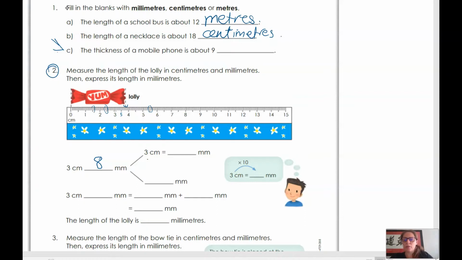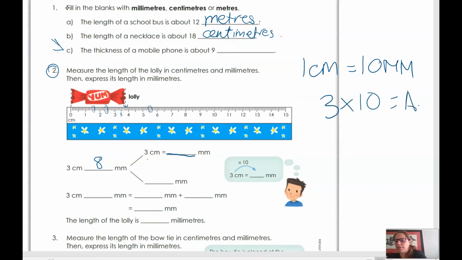3 centimetres equals, what does 3 centimetres equal, guys? So 1 centimetre equals 10 millimetres. So you need to write in here how many millimetres. If you don't know, you should be doing 3 times 10 to get your answer. And then here you just keep your 8 millimetres. 3 centimetres and 8 millimetres equals how many millimetres and 8 millimetres.